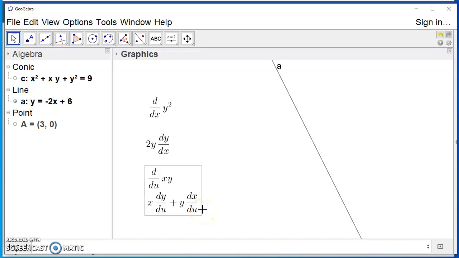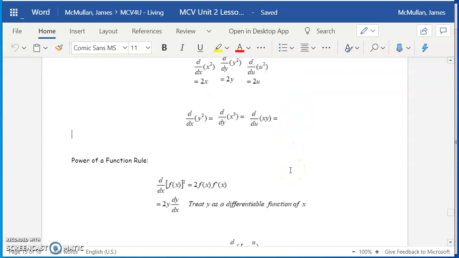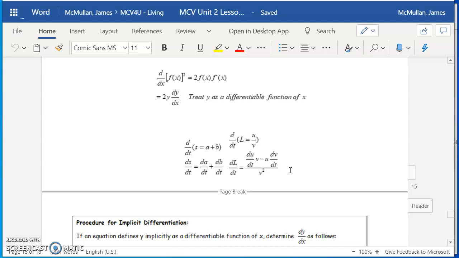What's the variable you're actually differentiating here? In this case, the variable I'm differentiating is u. So if I wanted to differentiate this, it would be x times the derivative of y with respect to u plus y times the derivative of x with respect to u. So basically, this is just a way of differentiating different functions that may use different variables.